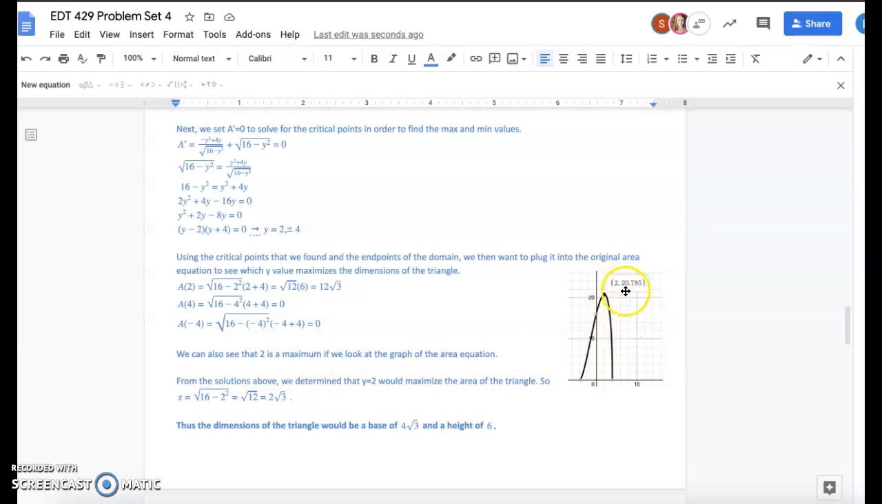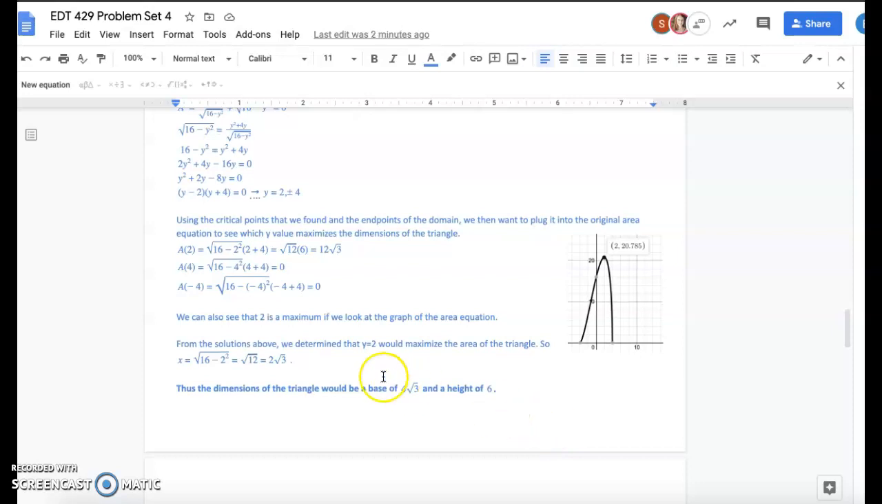So I just put this into Desmos and said area is equal to radical 16 minus y squared times (y plus 4). I think I changed y to x so Desmos understood. But yeah, you can see that 2 would give you your maximum. And so from the solutions above, we determined that y equals 2 would maximize the area of the triangle.